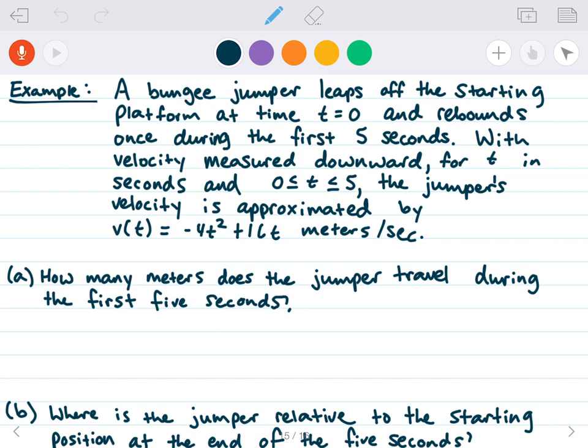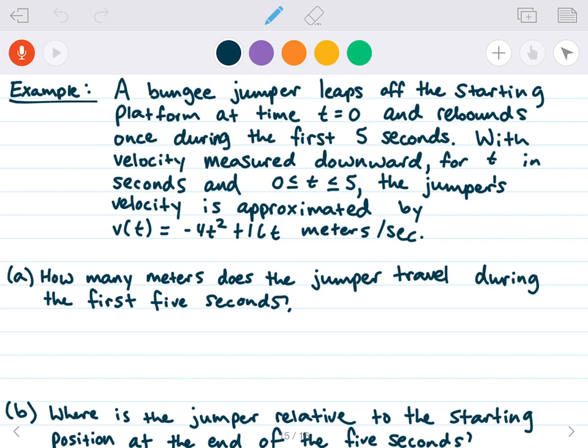A bungee jumper leaps off the starting platform at time t equals 0 and rebounds once during the first 5 seconds. With velocity measured downward for t in seconds and t between 0 and 5, the jumper's velocity is approximated by the velocity function v of t equals negative 4t squared plus 16t meters per second. So the first question says, how many meters does the jumper travel during the first 5 seconds?